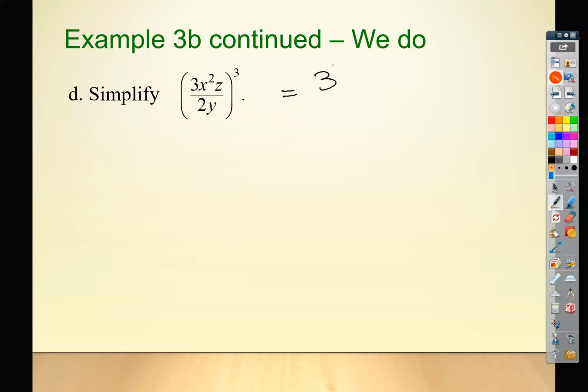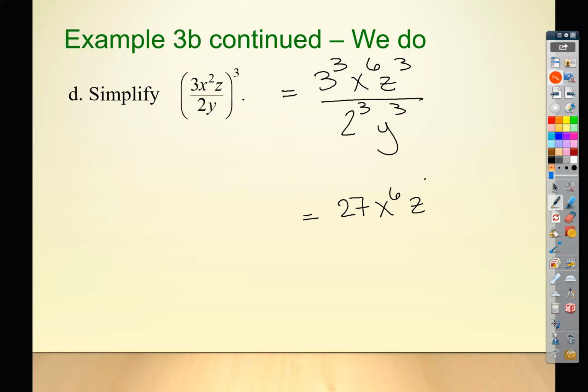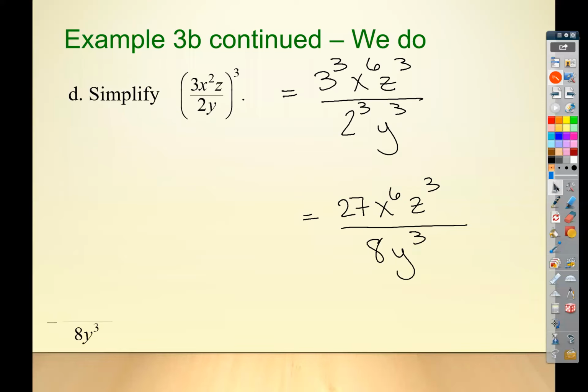So I'm going to say 3 cubed, x, 2 times 3 is 6, 1 times 3 is 3, 2 cubed is 8. I should have written that. Hold on. I didn't mean to skip a step. 2 cubed, and then y cubed. So 3 cubed is 3 times 3 times 3, so 27 x to the 6 z cubed over 2 cubed is 2 times 2 times 2, so 8 y cubed. And that is my final answer.